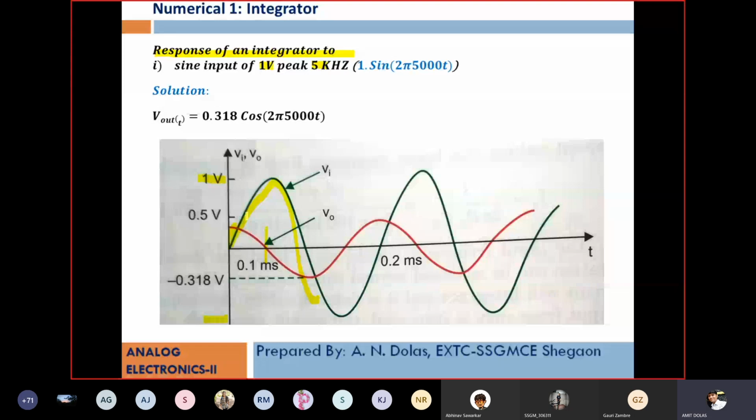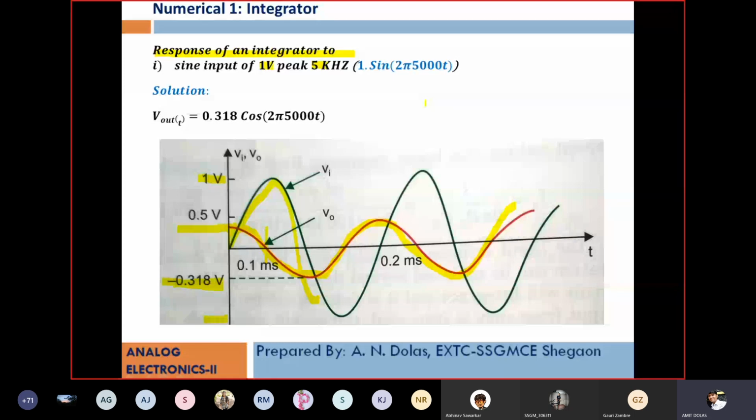The signal should start from here. And what is this level? This level is 0.318. So cos waveform will start at this point, 0.318 volt, and it will maintain 0.318 and minus 0.318 value only. It will not go beyond that, and it will be having cosine waveform with respect to the input. So this is how we get integrated output.